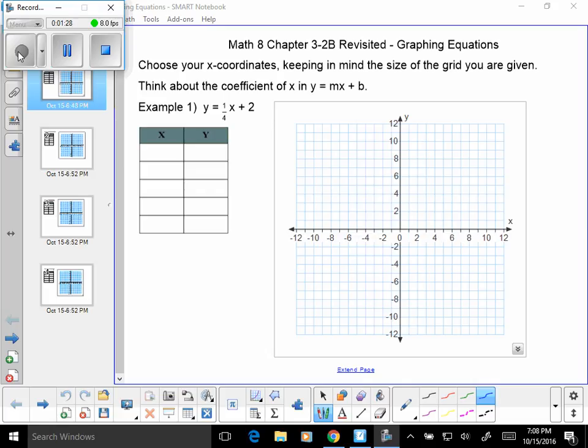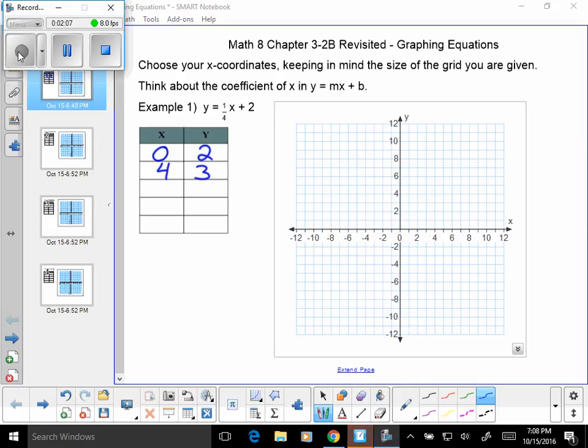That means you want to be very careful to choose your x-coordinate to be a multiple of 4 so that you can work with whole integers rather than rational numbers like a 2.5 or a 3.25. Always, my recommendation is to start where x is 0. 1/4 times 0 is going to be 0, and 0 plus 2 is 2. I'm going to choose 4. 1/4 of 4 is 1. 1 plus 2 is 3.